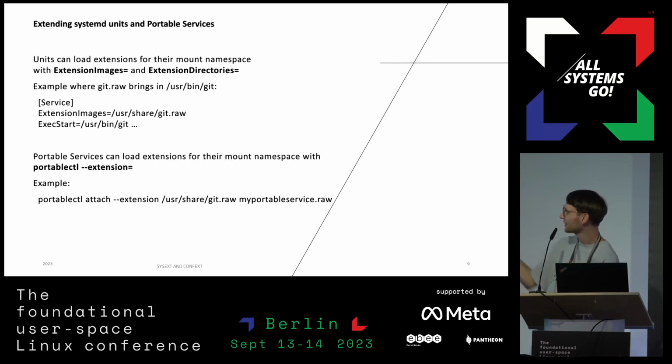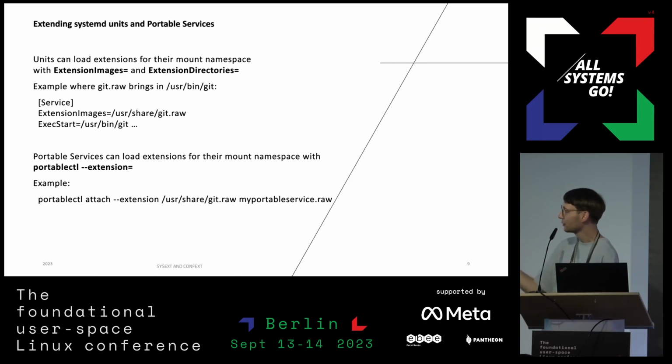For the unit, you can use these settings, ExtensionImages= or ExtensionDirectories= if you actually have a directory and not an image file. So this image file ends with .raw. In our example here, we have a git.raw extension that brings in the git binaries. That means our service unit can say ExtensionImages= is this git.raw image, and then ExecStart= can already use the git binary from this extension, even if the host doesn't have it around.